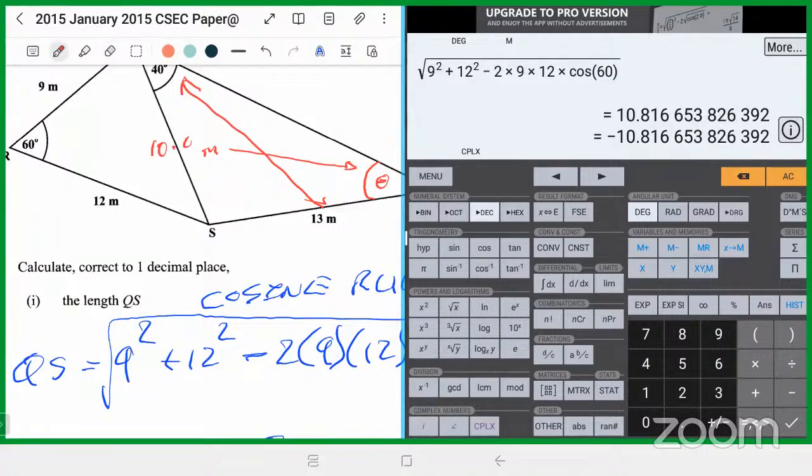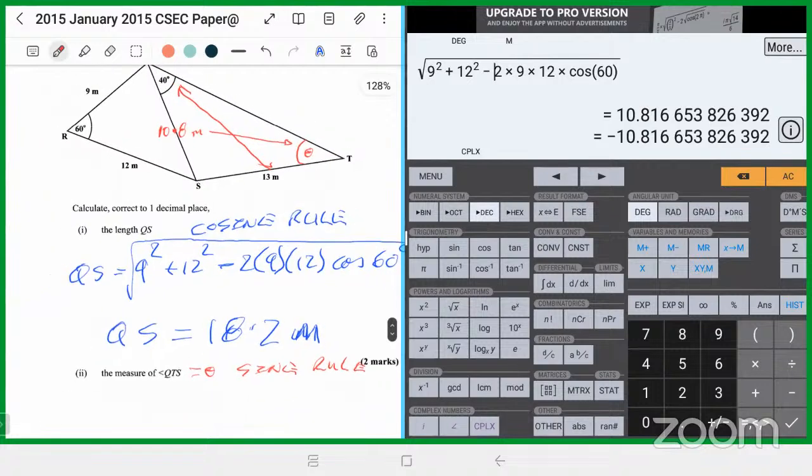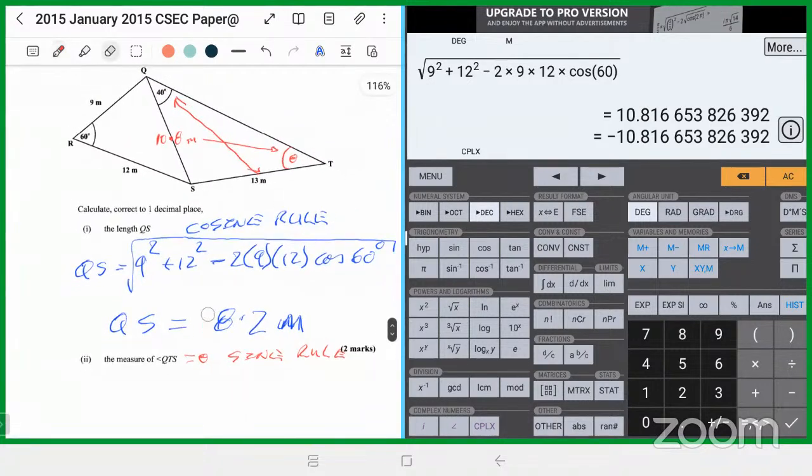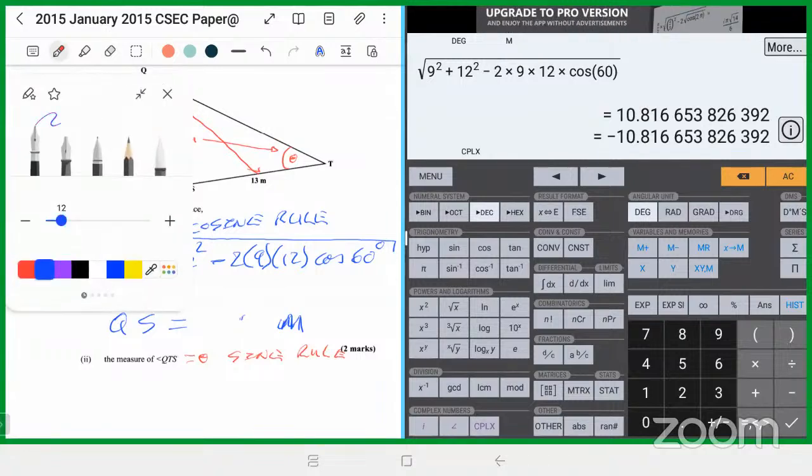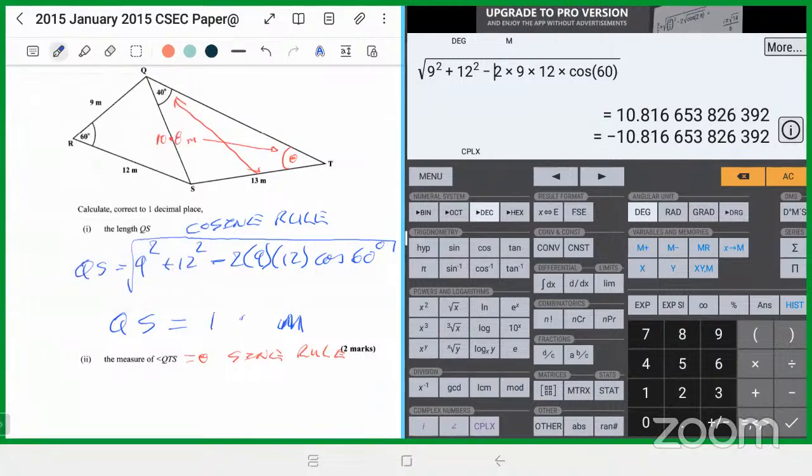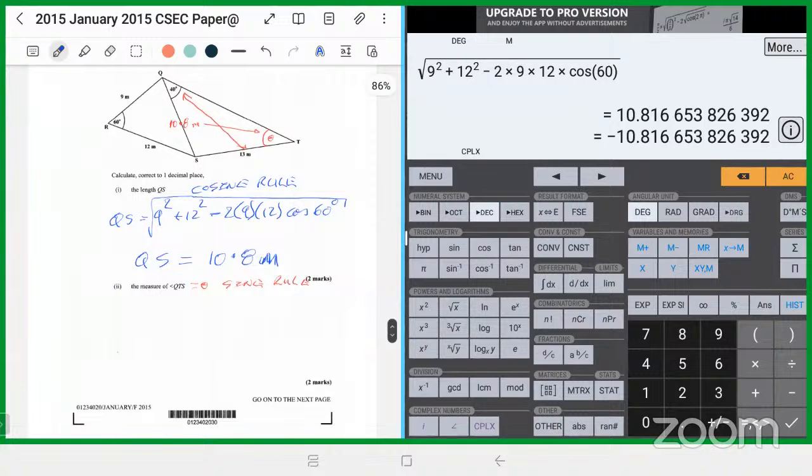That's what happens when you do the work and make a mistake, you will see it. All right, so 10.8. Thank you so much for that. Very good. That's what happens when you do the work.